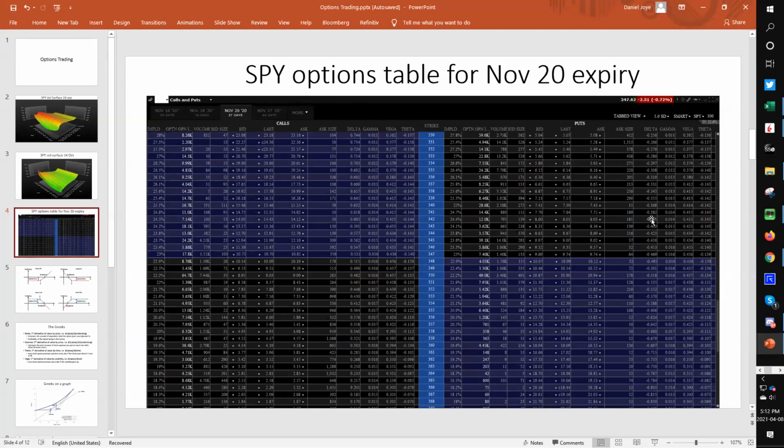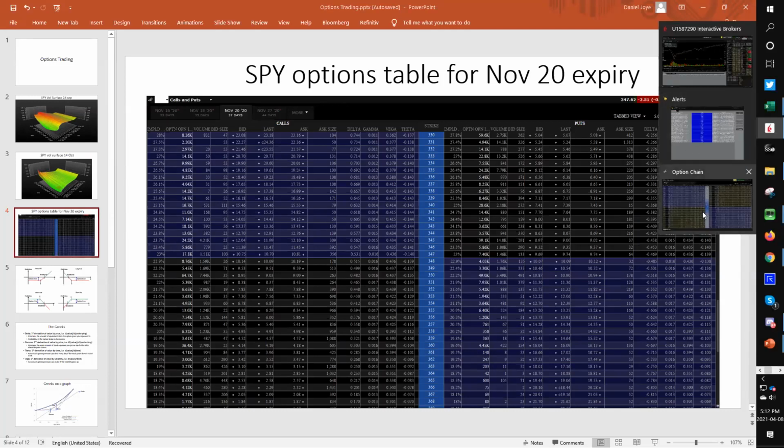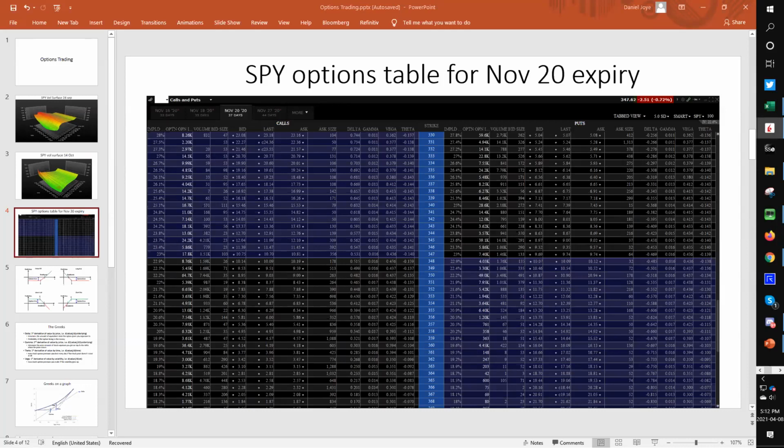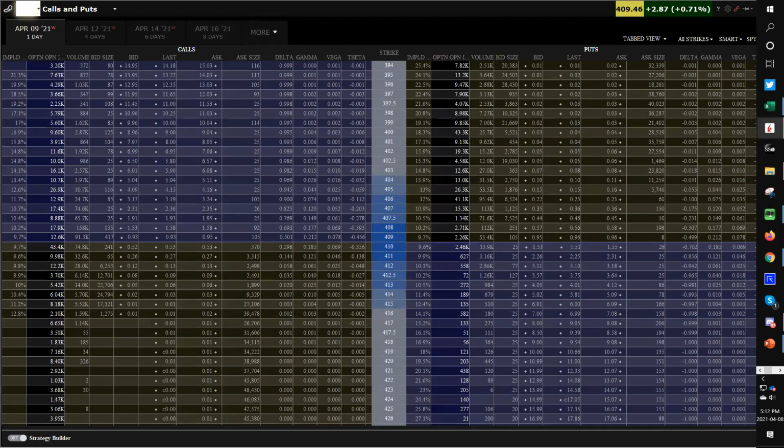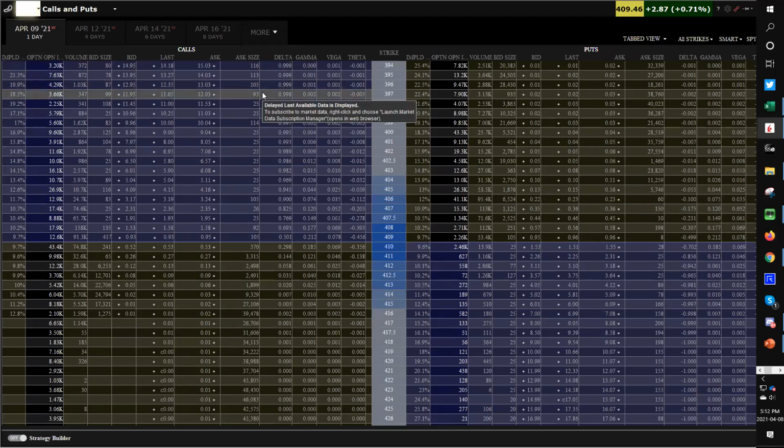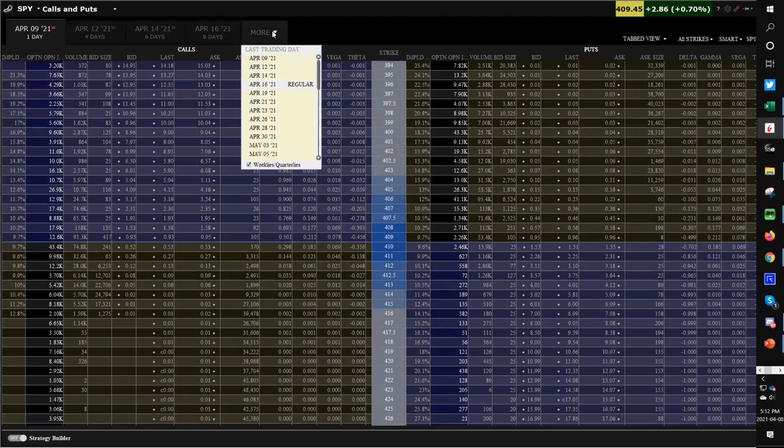So if you've got longer dated options, and while I'm at it, let me bring up a more recent view. I've got my Interactive Brokers open here, so I'll show you a more recent view of options, just as an update. Can everyone see that? Yep. Okay. So this is updated as of close today, and this is on SPY as well, so the S&P 500 contracts.